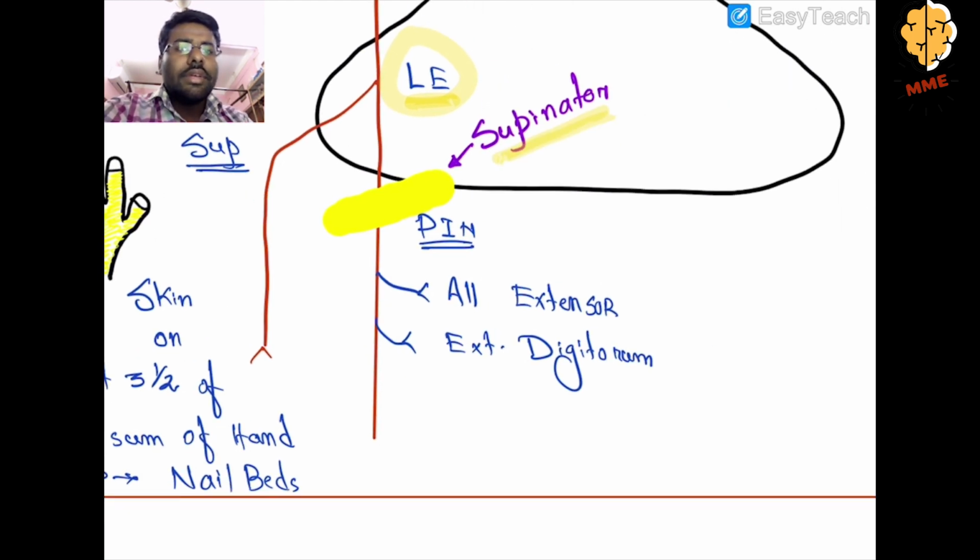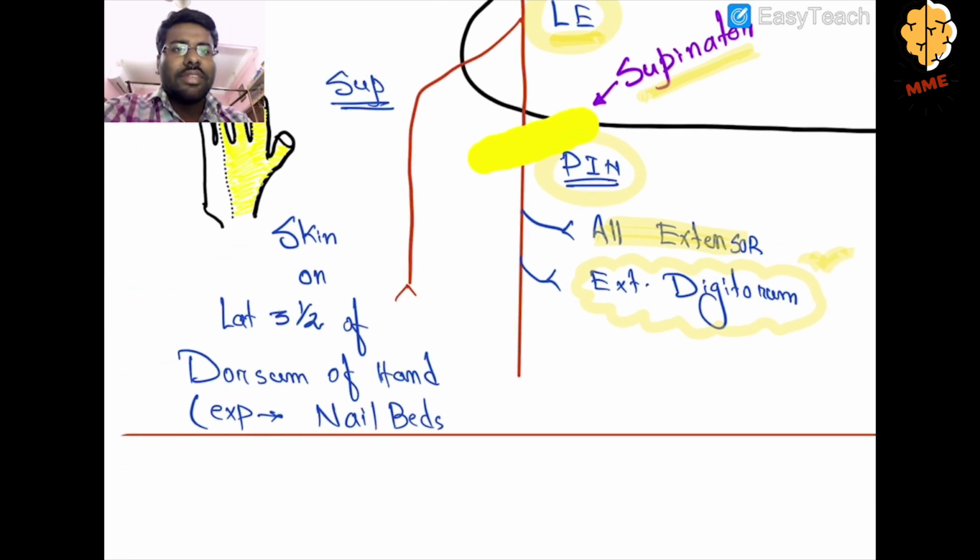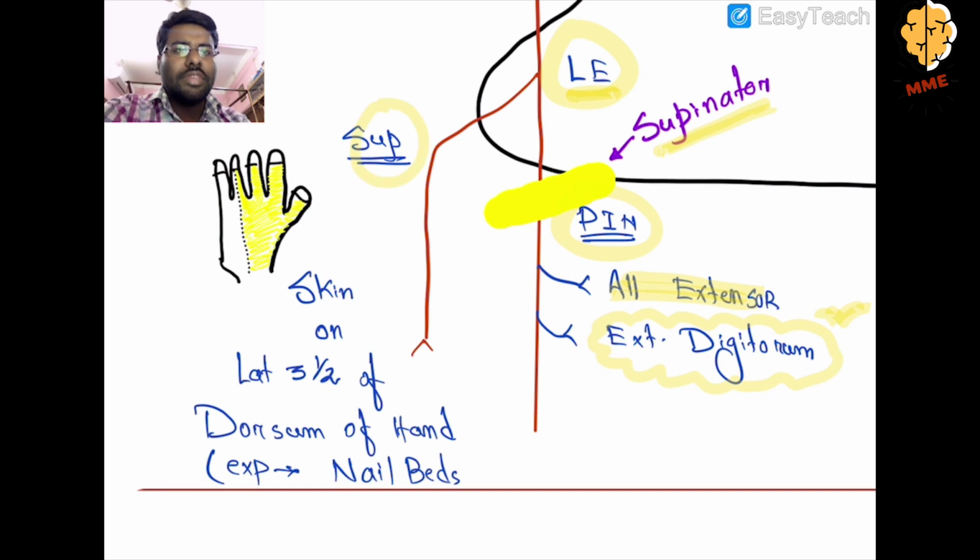Now after crossing the lateral epicondyle, there are two branches. One pierces the supinator muscle and becomes the posterior interosseous nerve, which supplies all the extensor muscles, mainly extensor digitorum. Why I say extensor digitorum, you can understand later. The superficial branch mainly gives sensation to the skin on the lateral 3.5 digits of the dorsum of the hand, but not the nail beds, because the nail beds are supplied by the median nerve.